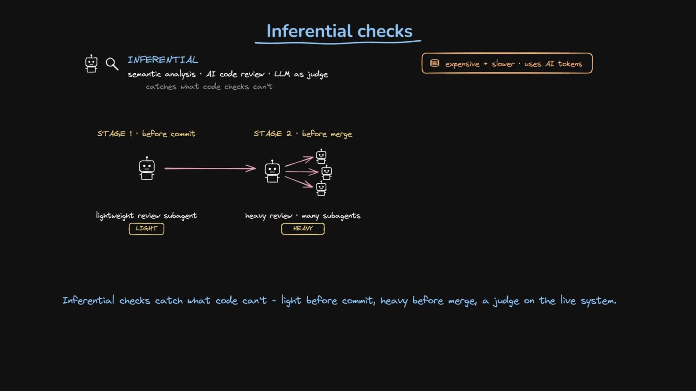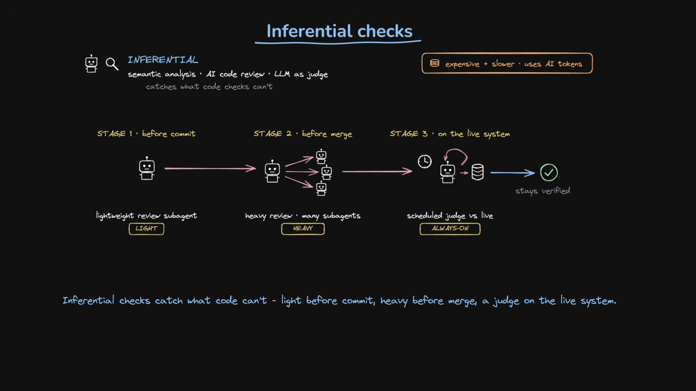You could have lightweight review subagents. Before merging, you could trigger a heavier review process where you can fan out many subagents to look at the whole change in context. And then even later in the process, you could have an LLM judge running in the loop on a schedule against your live system to ensure things are running correctly.